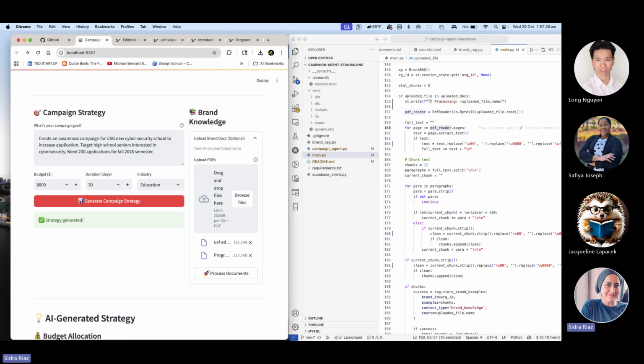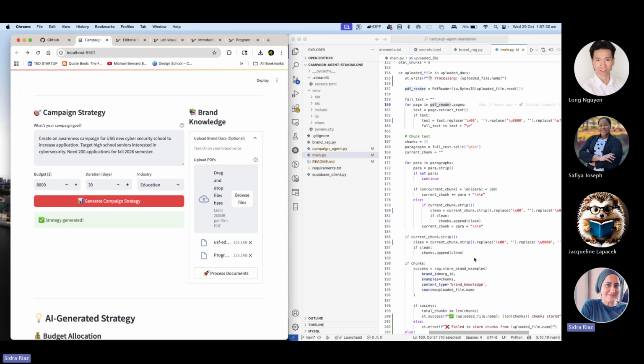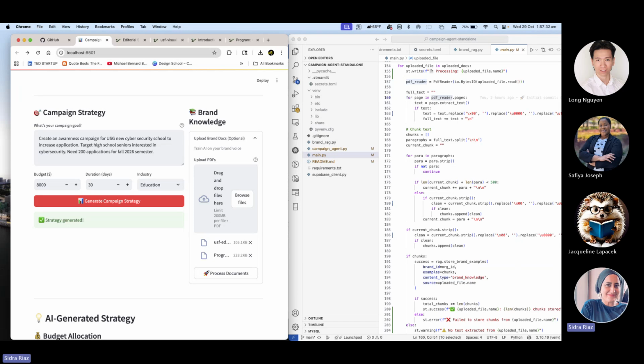And then we also applied a chunking strategy over here. We split the document into roughly 500 character pieces. The reason is that 500 characters was kind of a sweet spot: not too short that we lose the context, and not too long that the AI cannot pinpoint what's relevant and what's not.